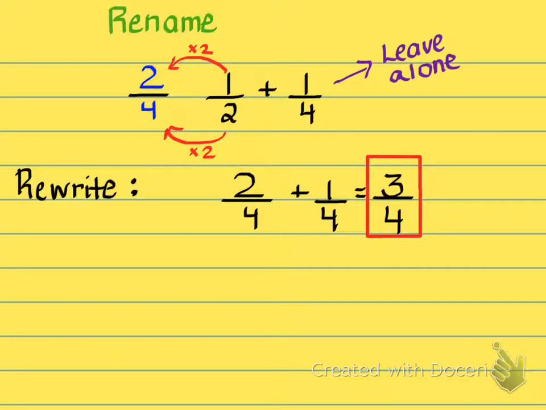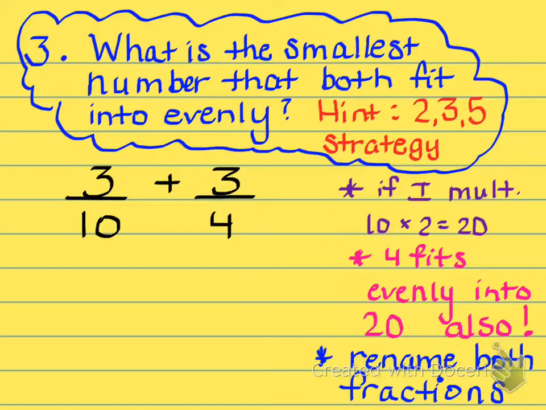I have given you a little note here to leave the 1/4 alone at the top. The next question you're going to see here says, what is the smallest number that both fit into evenly? So if you've already established that the denominators are not the same and that the small doesn't fit into the larger denominator evenly, now you want to look and see what the smallest number is that both fit into evenly.